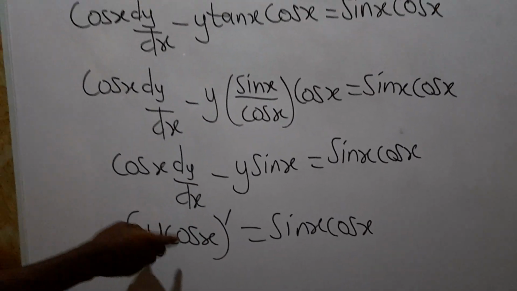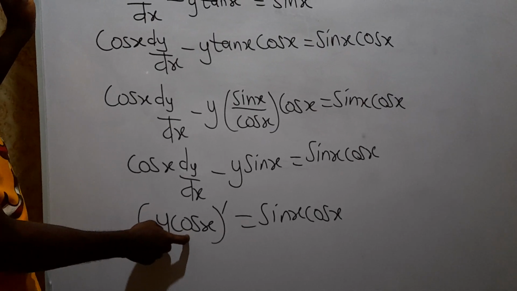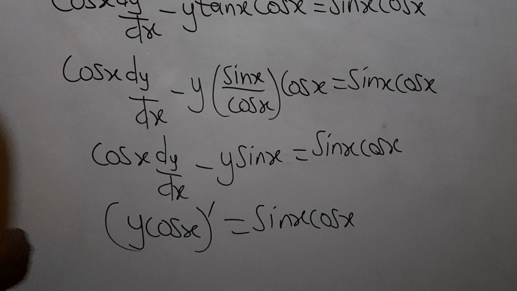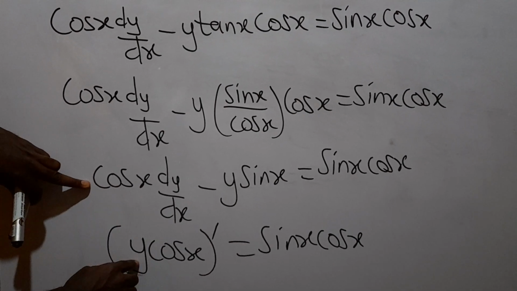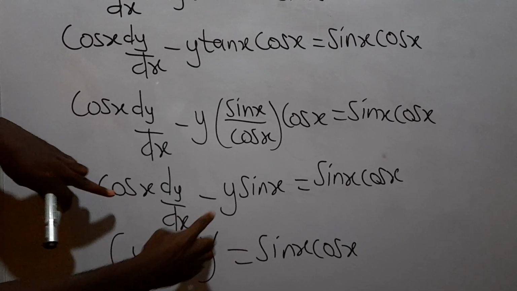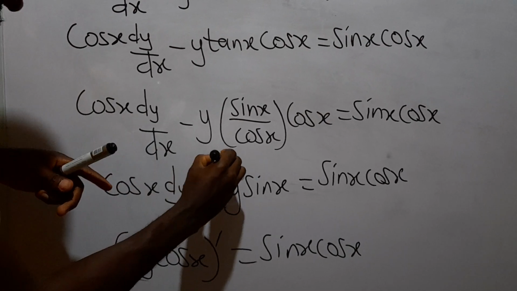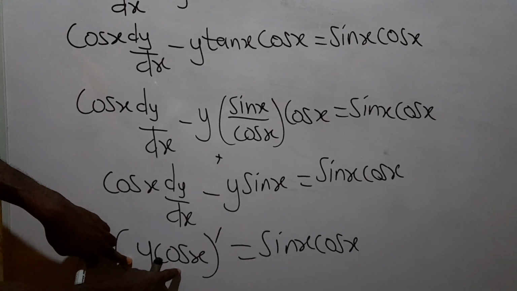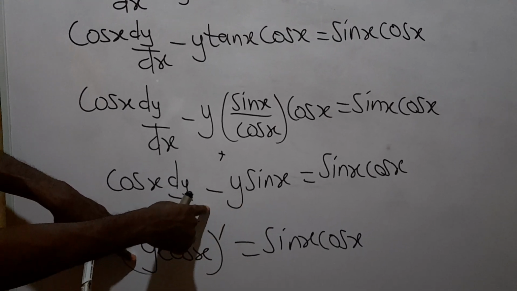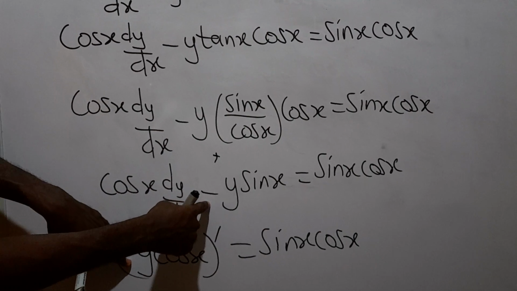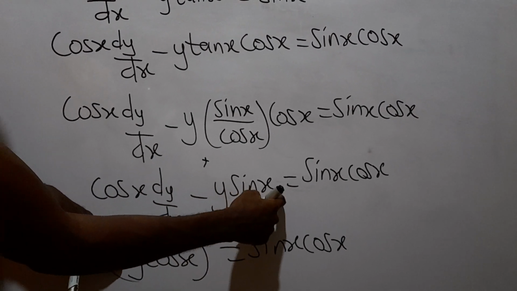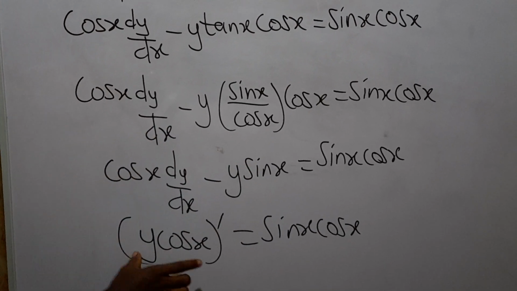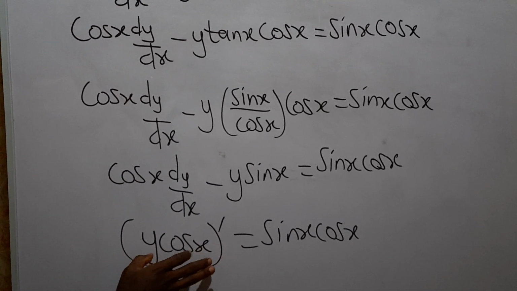Look at it. When we want to differentiate this, we have to use implicit differentiation, which involves the product rule. So we keep cos x and differentiate y, we get dy over dx. Then plus, we now keep our y and differentiate cos x. Remember, when we differentiate cos x, we'll get negative sin x. That's how come this place becomes negative. So we get negative y sin x and it's equal to sin x cos x.